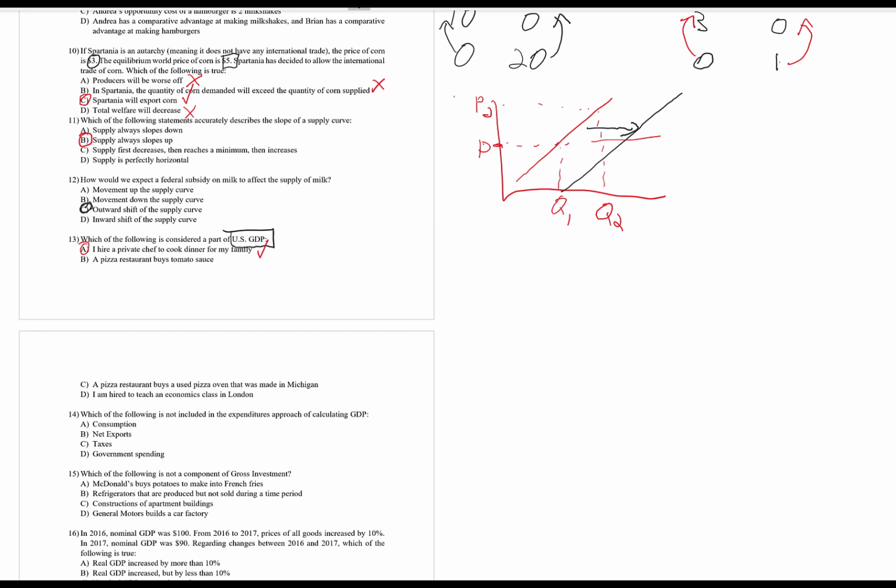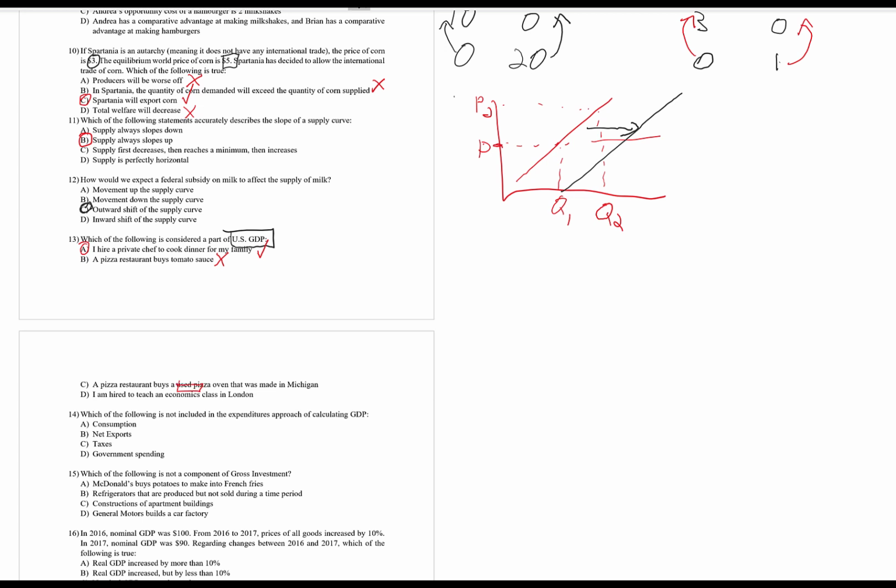Let's look at the rest of them. B is not correct because when a pizza restaurant buys tomato sauce, that is not a final good. The sauce is going to be baked into a pizza. Once the pizza is sold, the pizza will count towards GDP, but the tomato sauce is an intermediate good. Restoring a restaurant with a used pizza oven that was made in Michigan: if it is used, it is not counted towards GDP.